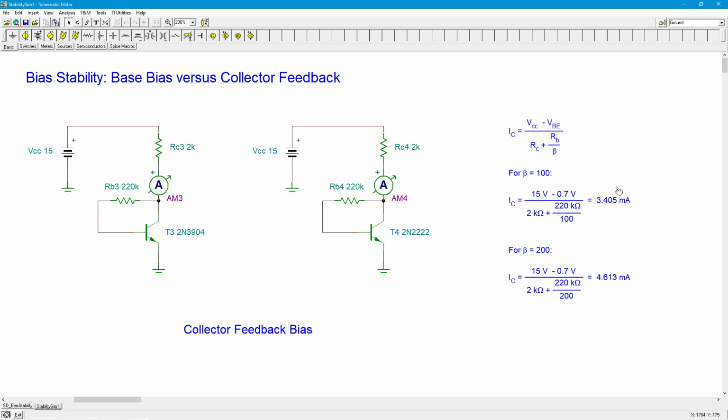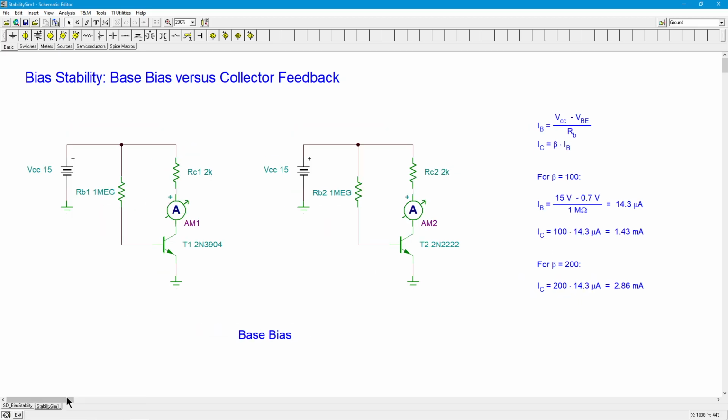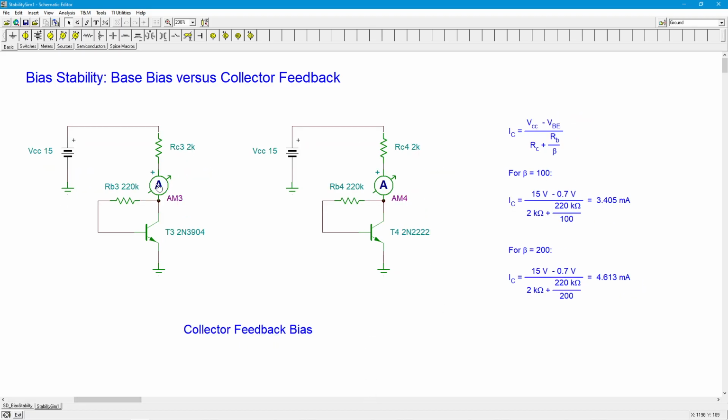Now in the base bias, when we did this, we noticed that the 2-to-1 beta variation produced a 2-to-1 current variation, right? I'll just go back to that real quick. All right, so beta 100, 1.43, beta 200, 2.86, right? 2-to-1 on beta, 2-to-1 on current. Okay, on the collector feedback, 2-to-1 on beta, we get less than 2-to-1, right? If it was 2-to-1, this should be 6.8. Well, this is theoretical. So what are we really going to get?